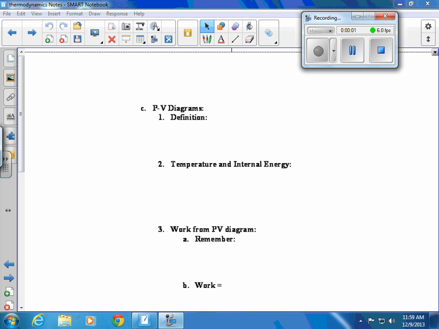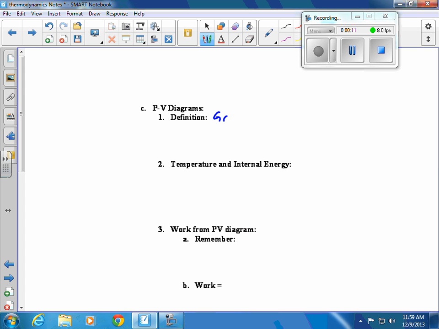Okay, this video is going to be some detail on PV diagrams. We've worked with them a little bit, but there's some little subtleties I want you to know. So, our definition of PV diagrams, it's a graph of pressure versus volume, like so.